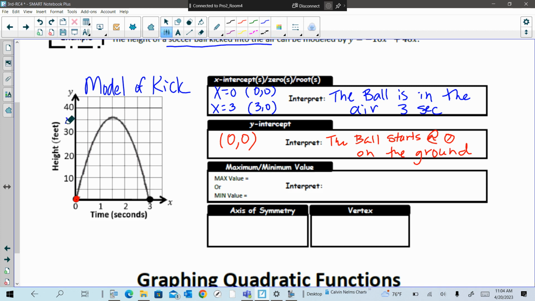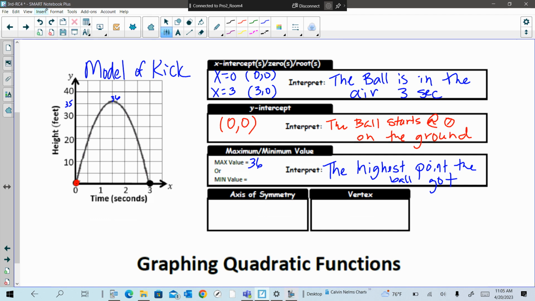Yeah, this would be 35, right? In between 30 and 40. So this would be, I would say 36. So the max value is 36. How will we interpret that? What does that represent? The highest the ball got. Yeah, the ball reached a peak of 36 feet. Yeah, that would work.